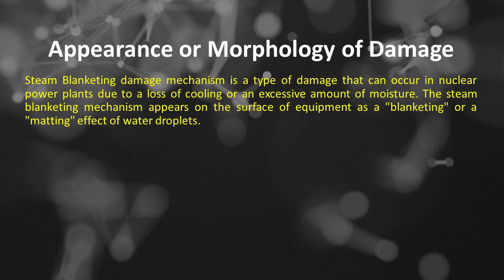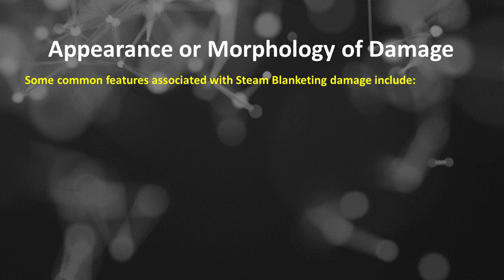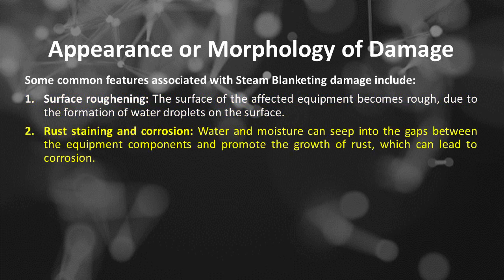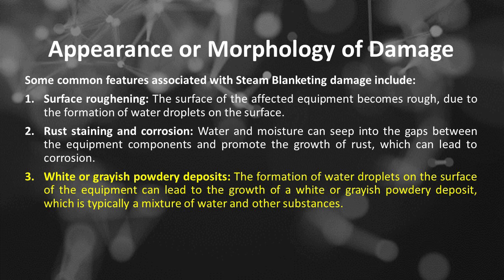Steam blanketing damage mechanism is a type of damage that can occur in nuclear power plants due to a loss of cooling or an excessive amount of moisture. The steam blanketing mechanism appears on the surface of equipment as a blanketing or a matting effect of water droplets. Some common features associated with steam blanketing damage include: Number 1 is surface roughening. The surface of the affected equipment becomes rough, due to the formation of water droplets on the surface. Number 2 is rust staining and corrosion. Water and moisture can seep into the gaps between the equipment components and promote the growth of rust, which can lead to corrosion.